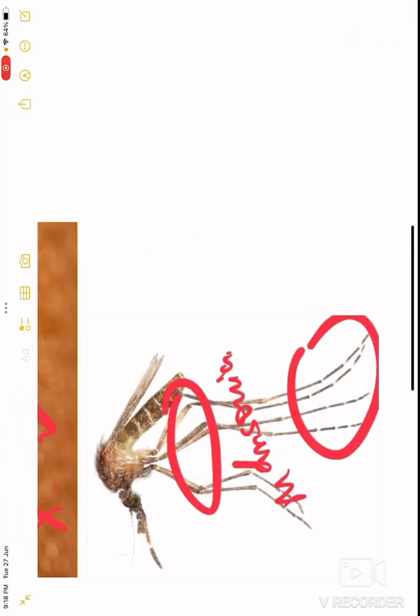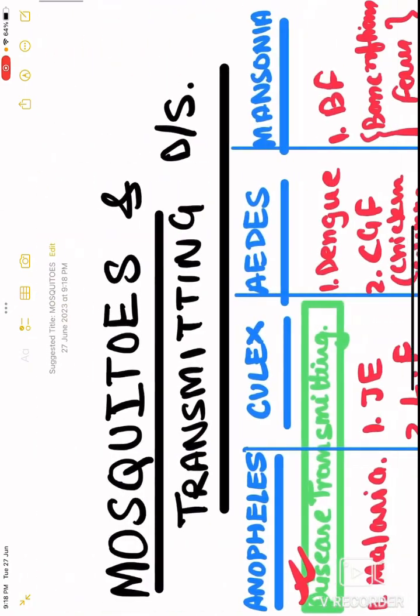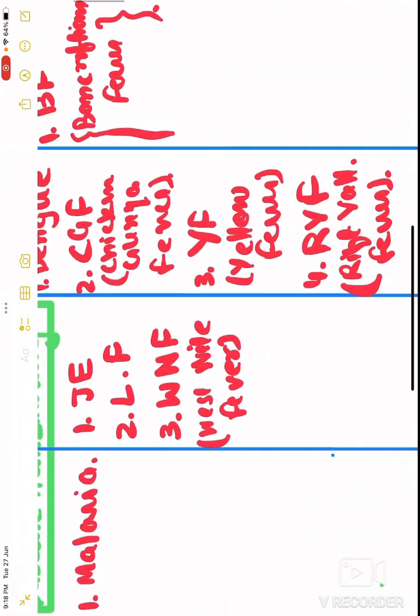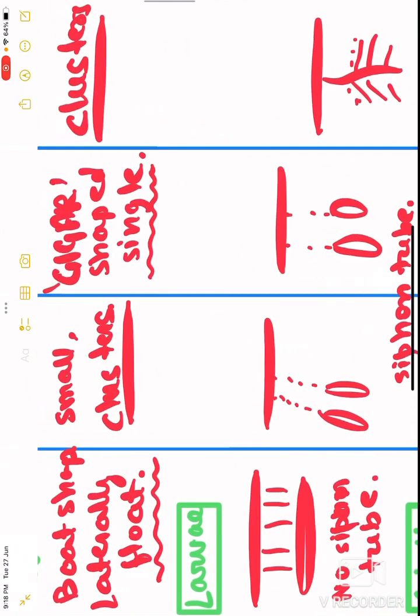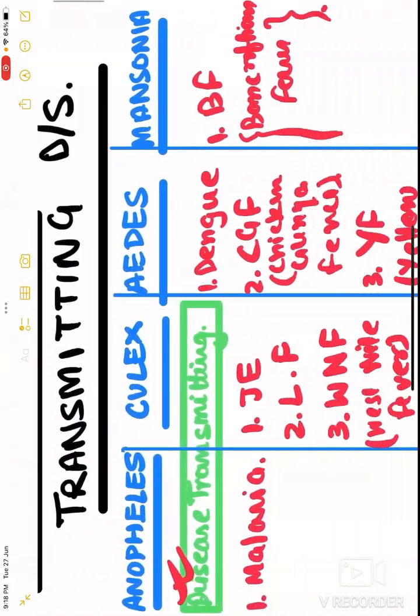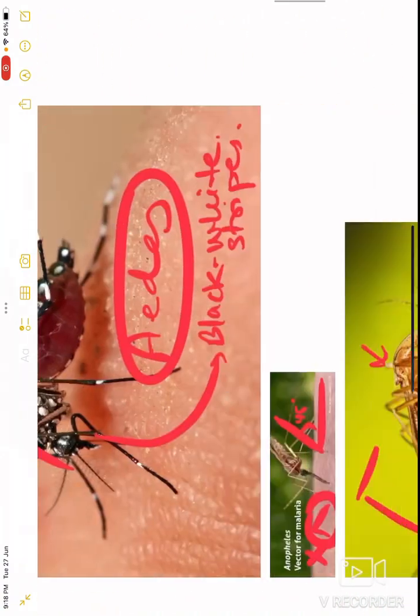So that's it guys. This is everything about the mosquito part, and you have to remember it by heart. First of all, the disease transmitted by them, and lastly, the photos. Nothing else is more important. Flight range, adults, larva, eggs, breeding is not important. The most important thing is disease transmitted and the photos.